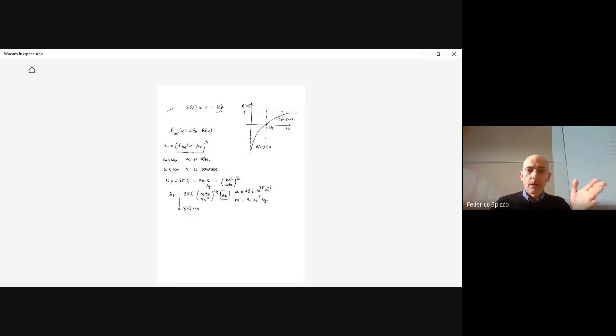And this happens for all the metals. The exact value of the plasma wavelength changes from metal to metal, due to the fact that the electronic density changes from metal to metal. But in general, you find that that frequency or that wavelength is in the UV range. The fact that the wavelength is in the UV range explains why when you look at the metal, you do not observe light going through it, because our eye is not so sensitive in the UV range of the spectrum.